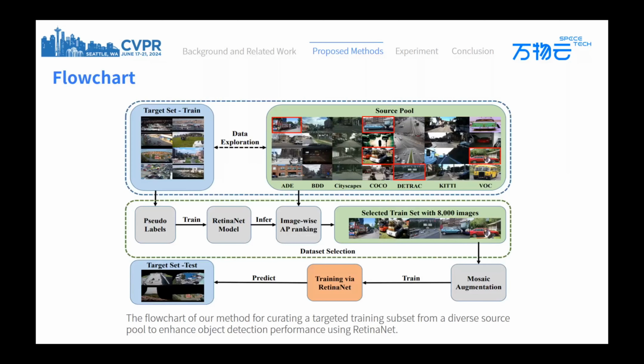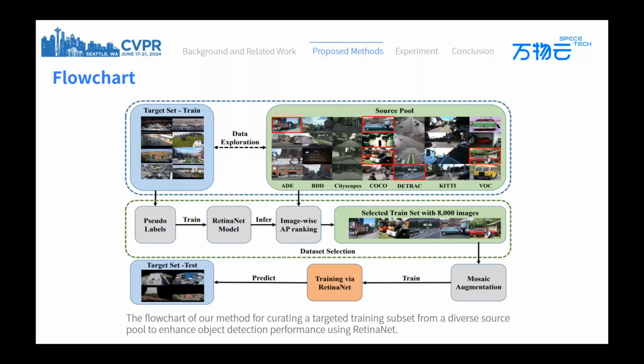And the source pools consist of 7 popular datasets in object detection, which includes a variety of popular datasets such as ADE, BDD, Cityscape, COCO, and etc. So, in the initial step, we have a data exploration to better understand the dataset. To tackle the initial lack of labeled data, we conducted pseudo-labeling using a YOLO-VAX model.